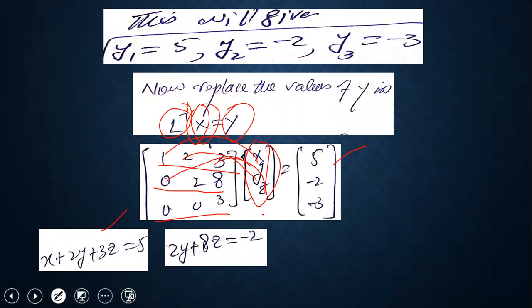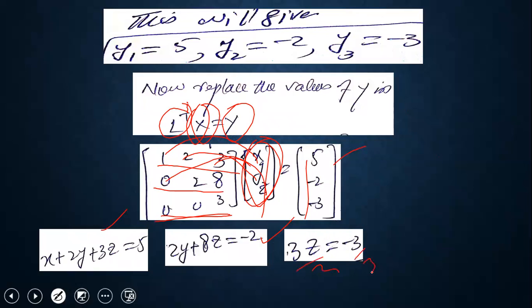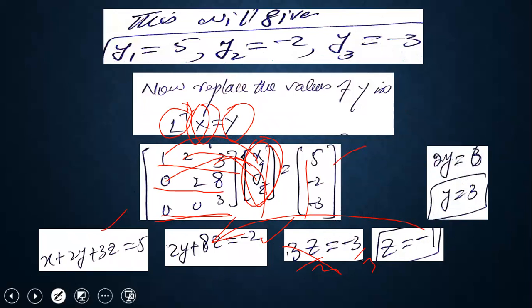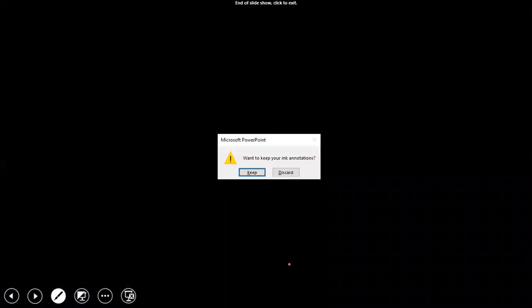Second row with this column, you will get this one. Third row with this column, you will get the third equation. From the third equation, you are getting 3z, dividing both sides by 3, so you will get z is equals to -1. Now replace that value of z is equal to -1 in this equation, you will get the y value. Again, just replace the values of z and y in the first equation, you will have x. So that's the solution.